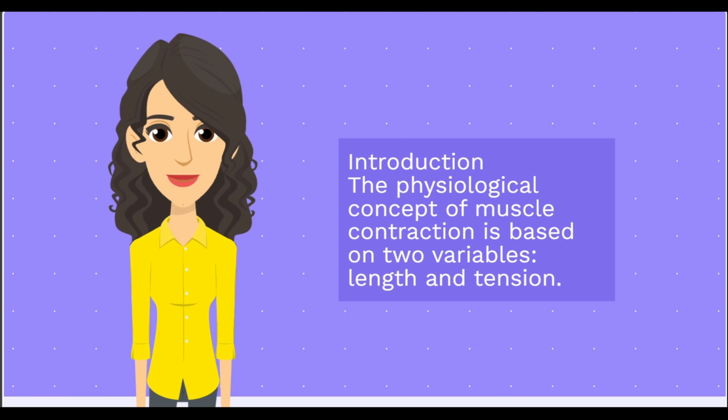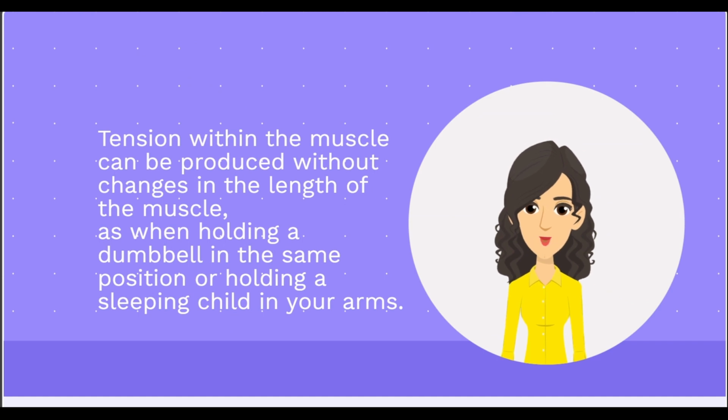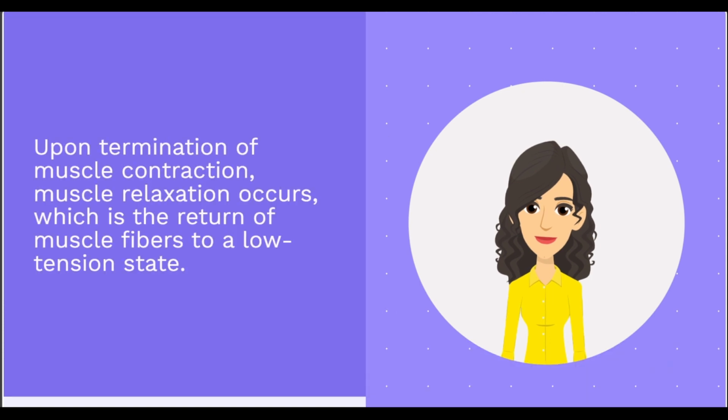Introduction. The physiological concept of muscle contraction is based on two variables: length and tension. In physiology, muscle shortening and muscle contraction are not synonymous. Tension within the muscle can be produced without changes in the length of the muscle, as when holding a dumbbell in the same position or holding a sleeping child in your arms. Upon termination of muscle contraction, muscle relaxation occurs, which is the return of muscle fibers to a low tension state.